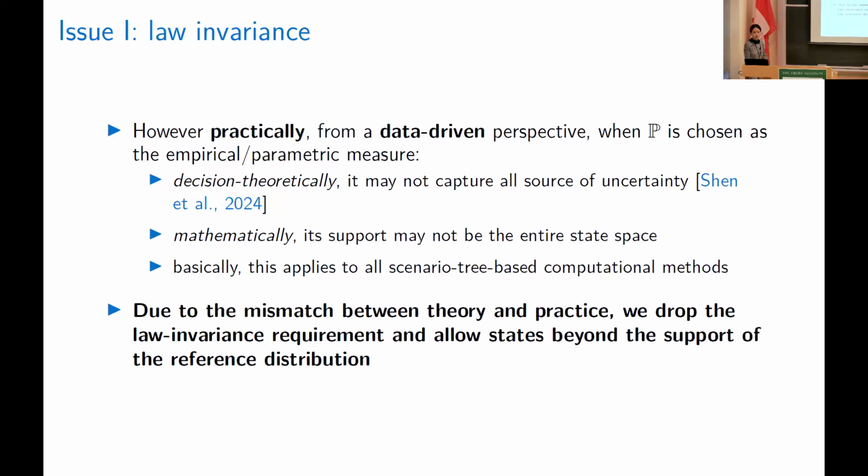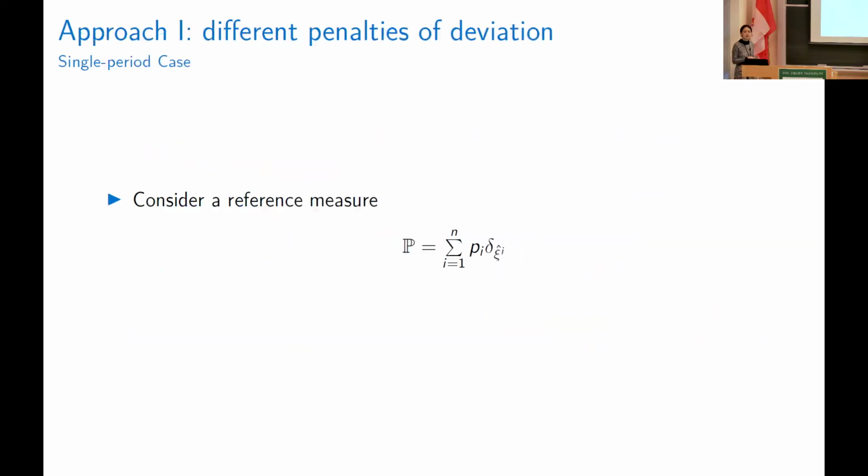Due to this mismatch between theory and practice, we hope to drop this law invariance requirement and allow us to consider scenarios that have never been seen before in your data. So that's our motivation. But before we go to our construction, let's take a closer look at why law invariance with the empirical measure will be an issue here.